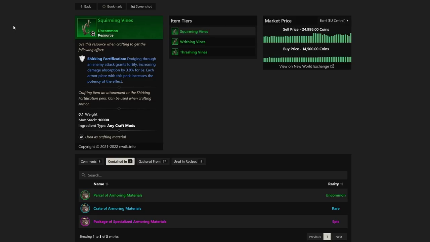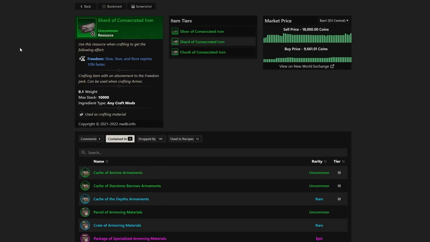Next up in line, we have Shard of Concentrated Iron. This is the Freedom perk: slow, stun and roots expire 10% faster. This is another uncommon, supposedly, resource that's selling for 9K or even 18K as the sell price, 9K as the buy price. If we go to Marama, it's selling for 25K, with the buy price at 12K. The Eldorado server is selling for about 13K, buy price 8.1K. And last but not least, Valhalla, 19K sell price, 8K buy price.